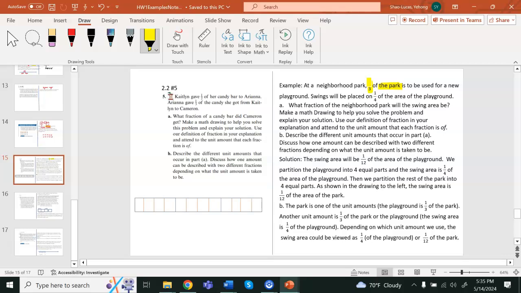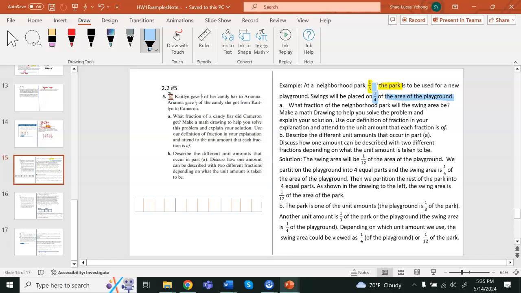Now, the next swings will be placed on 1/4 of the area of the playground. So for the fraction 1/4, the whole is just the area of the playground. We know the park has more than the area of the playground. It includes the playground and maybe a basketball court or a lawn and a lot of other places. So you notice these two fractions don't have the same whole.